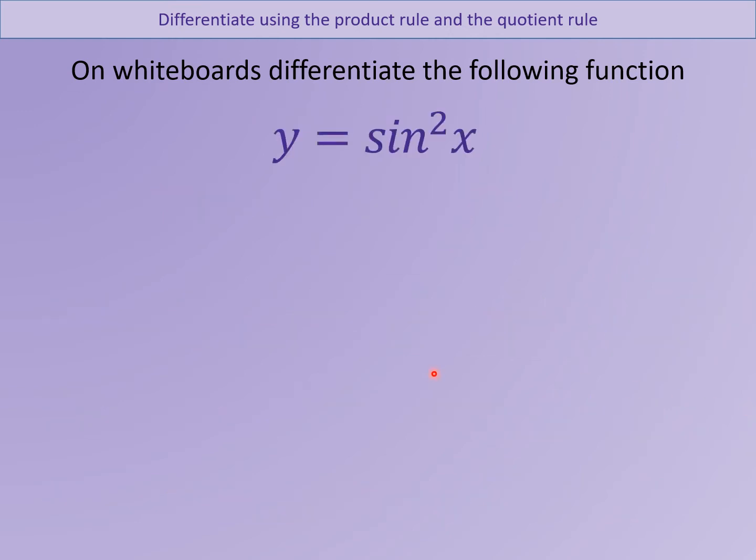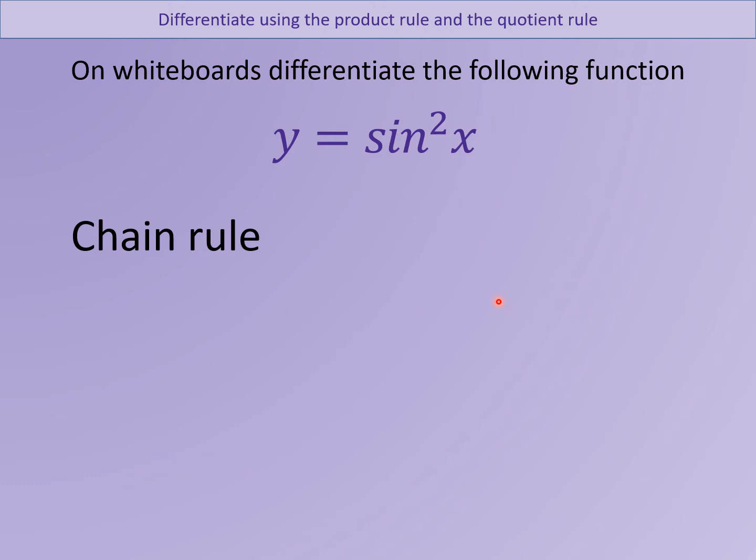So have a go at this one. Sine squared x. Okay, so pause on that one. Right, see how far you got. See if you can do the chain rule. So if you've done the chain rule already, great. You can just watch it. If you went for the product rule, fine. Have a go at the product rule.